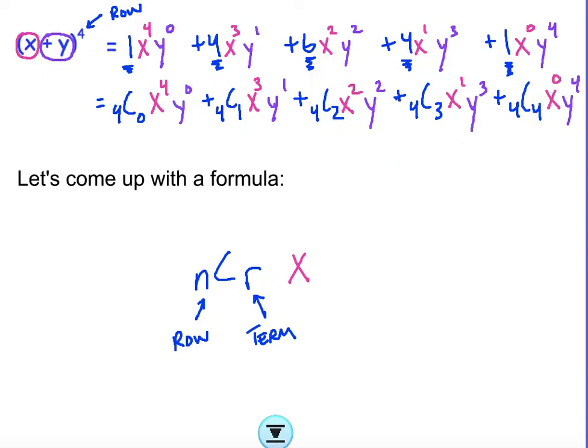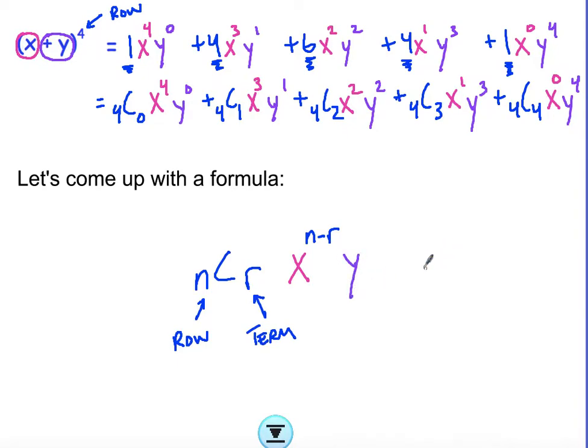Well, what you might notice is if I subtract those two, 4 minus 4 is 0, 4 minus 3 is 1, 4 minus 2 is 2, 4 minus 1 is 3, 4 minus 0 is 4. So I can raise it to the n minus r power.